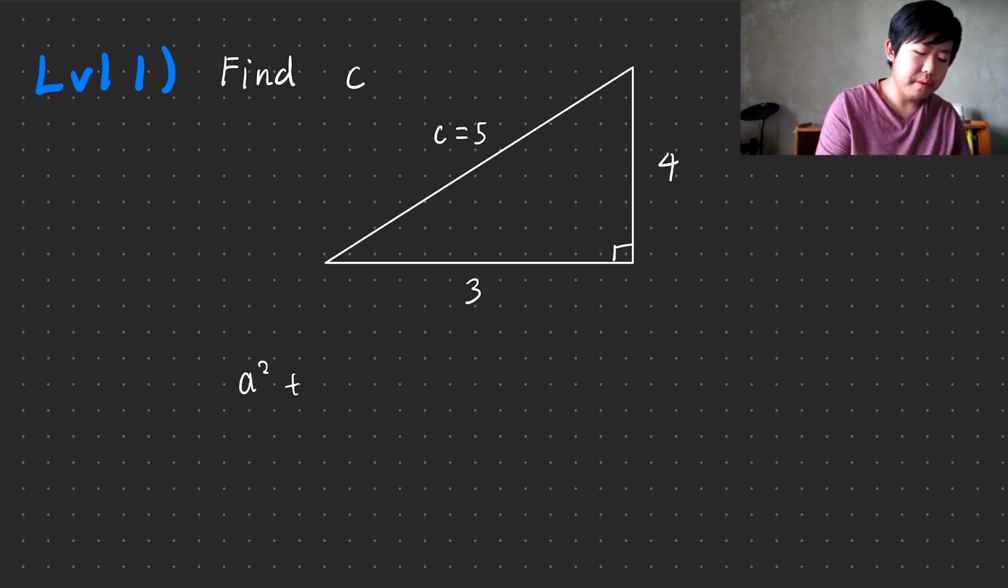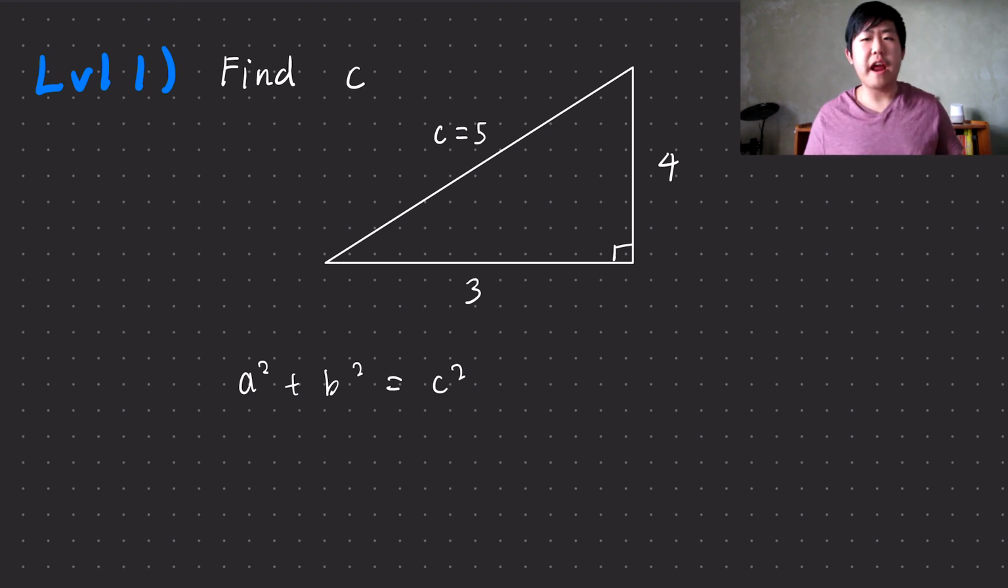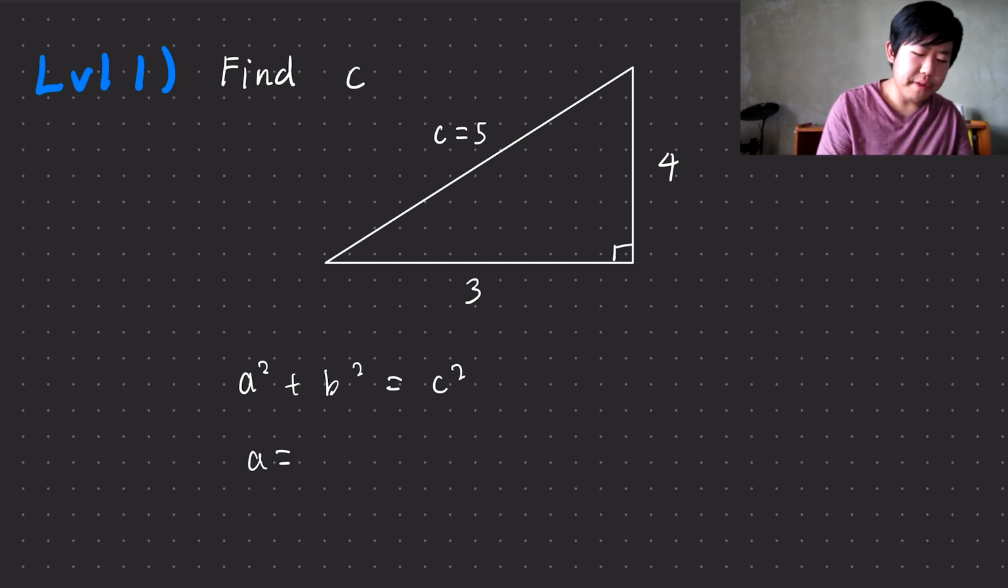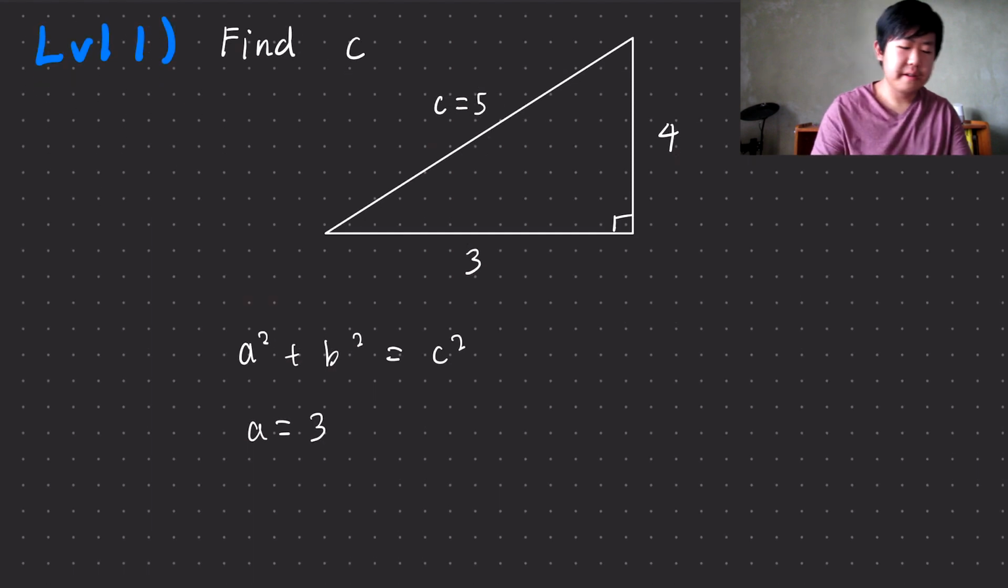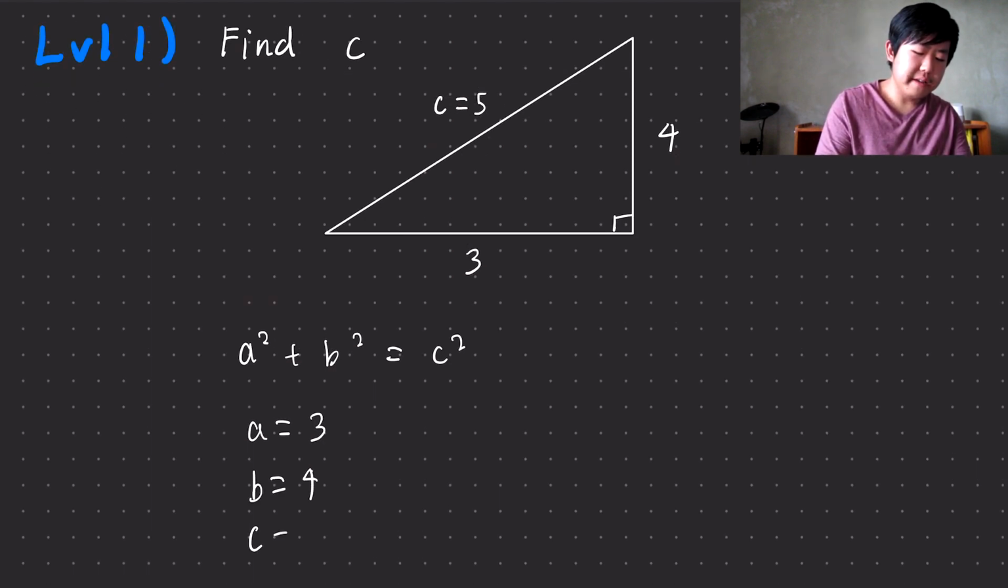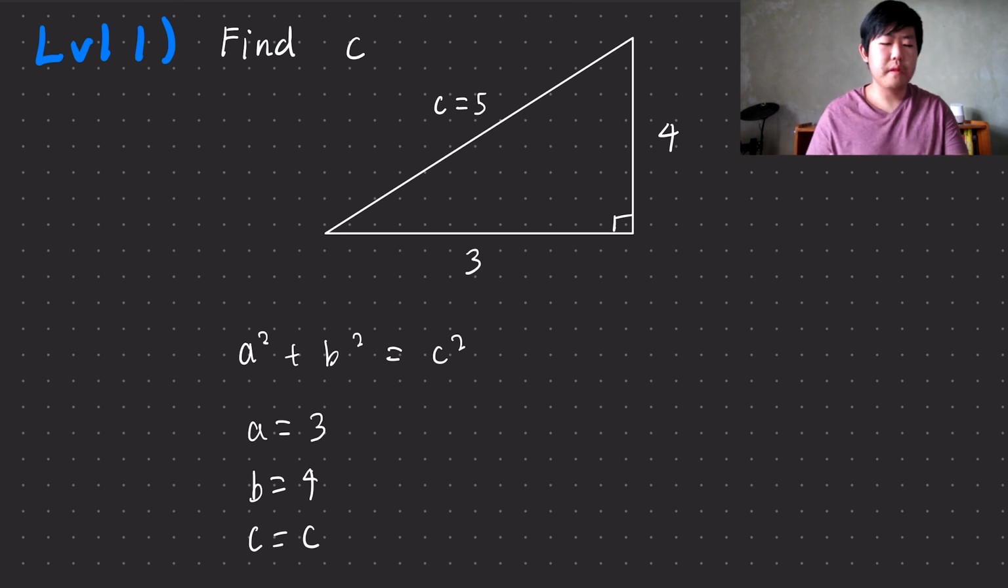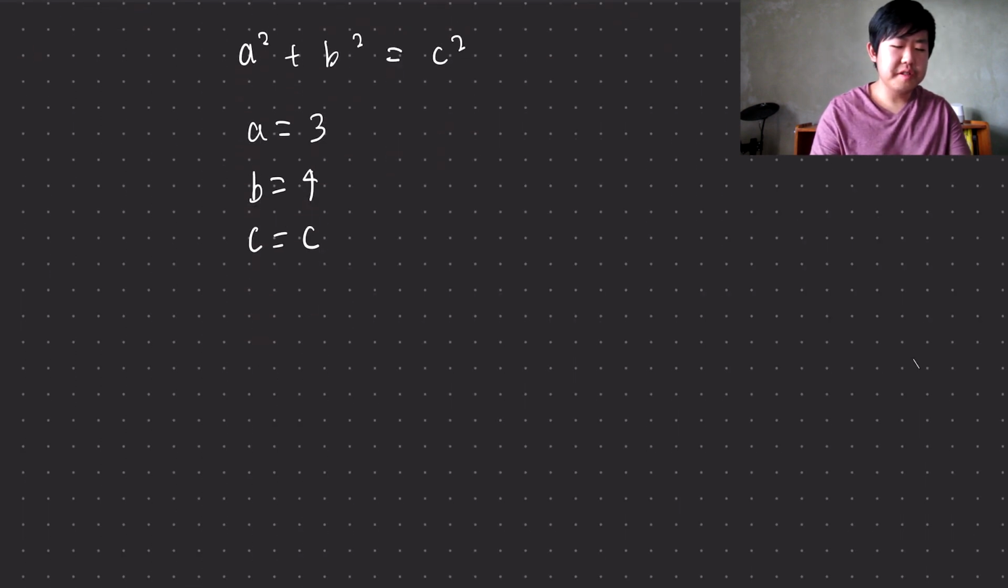a squared plus b squared equals c squared. And let's write down what a and b are. So a would be 3 or 4, so a and b are interchangeable, but c has to always be the longest side. So we have a equals 3, b equals 4, and c is just c as shown in the diagram. Now let's substitute the values.